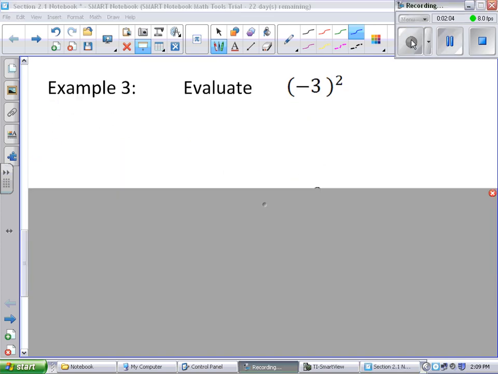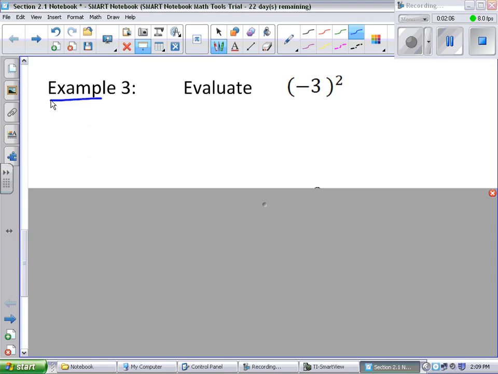Now in example 3, I'm going to evaluate -3 raised to the 2nd power. Now notice this -3 is in parentheses. That means that's the whole base. The -3 is going to be raised to the 2nd power. The -3 is going to be used as a factor twice. So I will have -3 times -3, which is +9. Now the next example looks a whole lot like that, but it has a different answer. So let me show that to you.